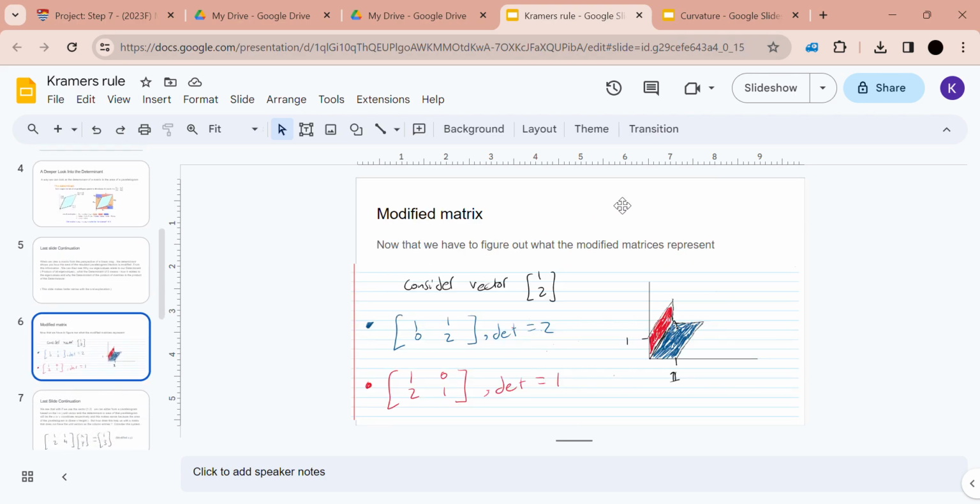So let's interpret what a modified matrix is. I mean, for now, consider this vector. We want to put it in a matrix, right? So let's look at this blue matrix over here. We actually took the vector and we put it in the y column of the matrix. And in the other column, we just put i hat, right? If we look at the determinant of this matrix, it corresponds to our y coordinate, which is 2. It's pretty interesting, so let's take a deeper look at that.